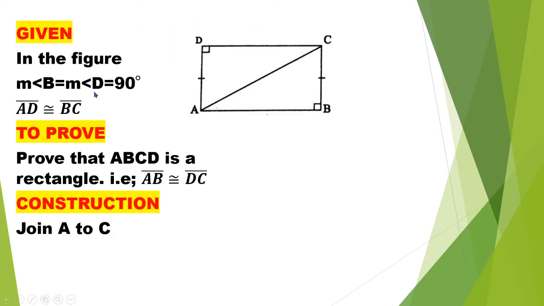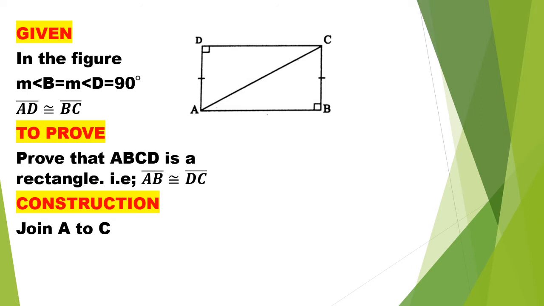So according to the given, angle B is congruent to angle D and both are 90 degrees, and side AD is congruent to side BC. As we have to prove that this is a rectangle, you should know the definition of a rectangle.